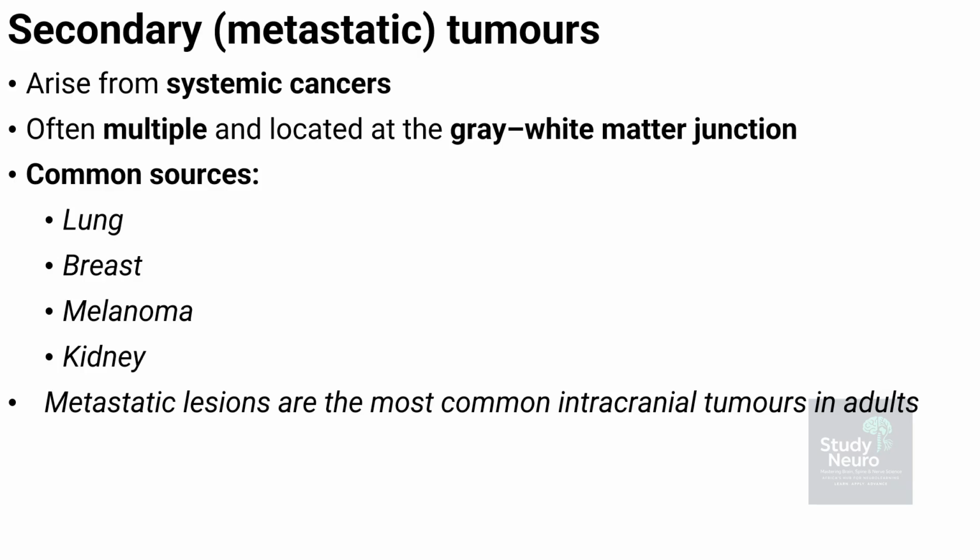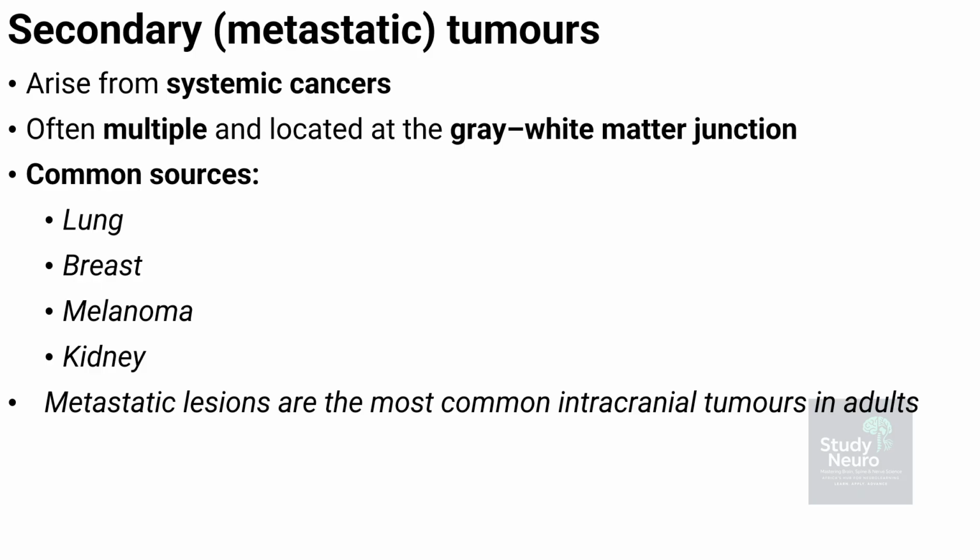Secondary or metastatic brain tumors develop when cancer cells spread from another part of the body to the brain. These tumors are often multiple and tend to lodge at the gray-white matter junction, where blood vessels narrow and circulating tumor cells are more likely to become trapped.